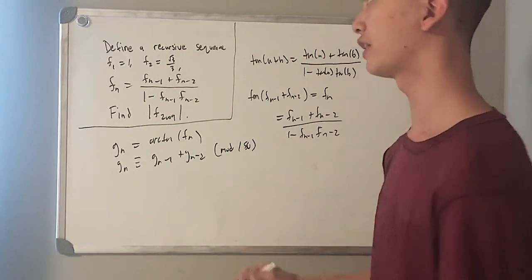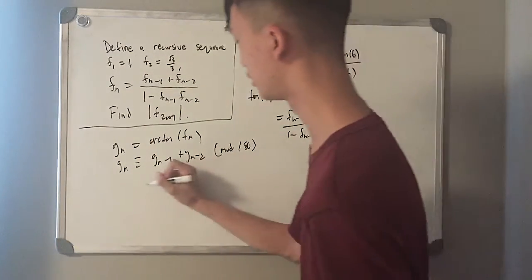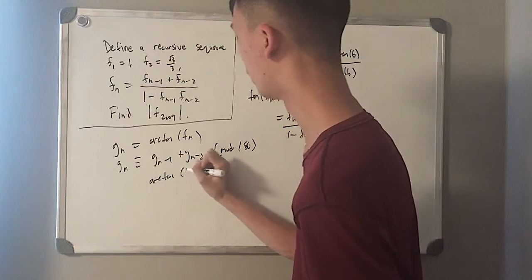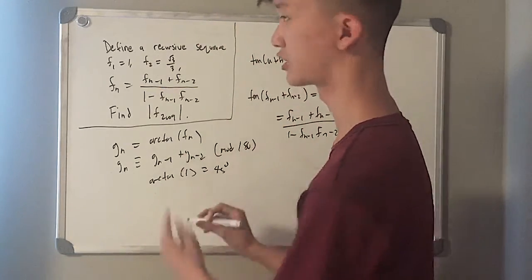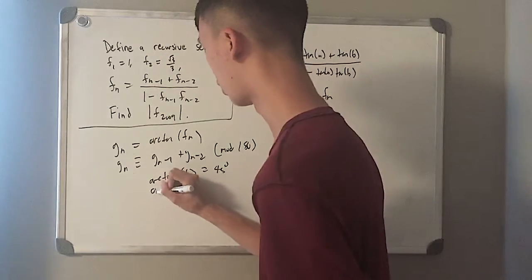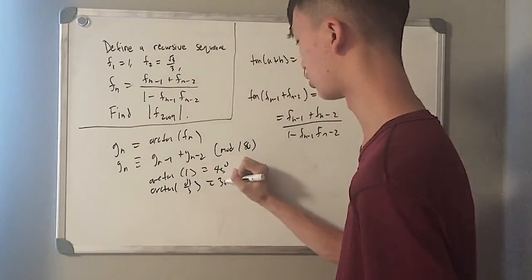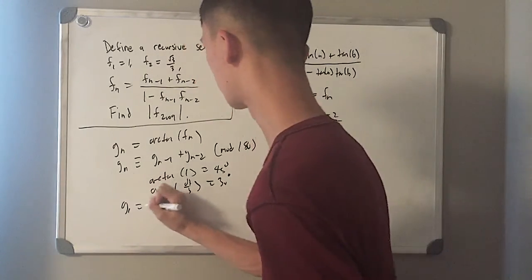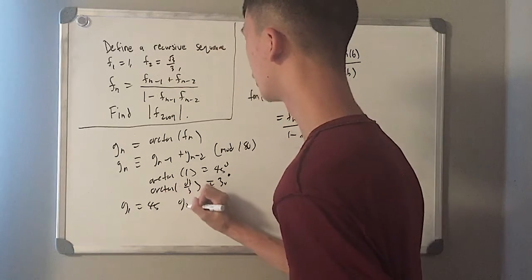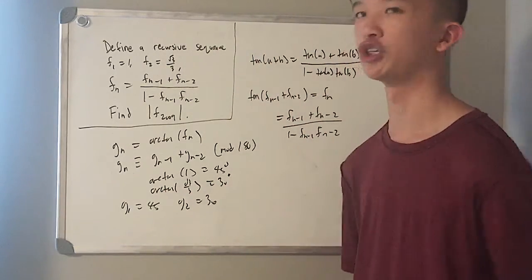So now let's convert the values of f of 1 and f of 2 into values for g. So first we know that the arctan of 1 is equal to 45 degrees. We also know that the arctan of root 3 over 3 is equal to 30 degrees as well. And so finally we have g1 is equal to 45 and g2 is equal to 30. So now let's move this to the top and then try to solve for g2009.